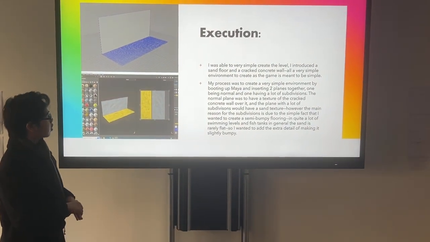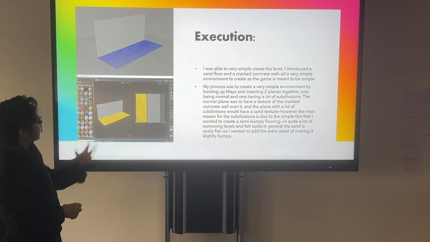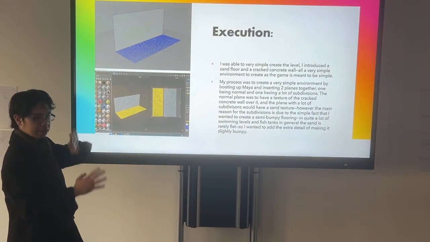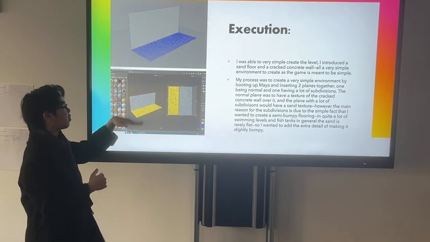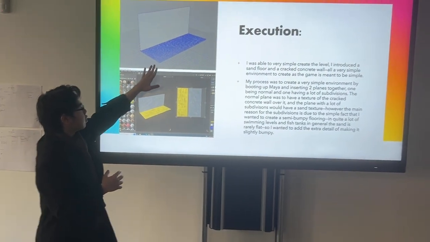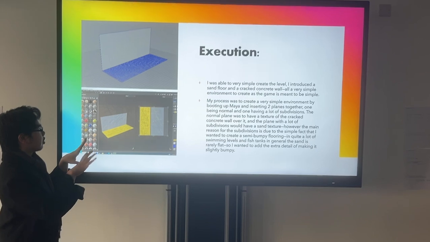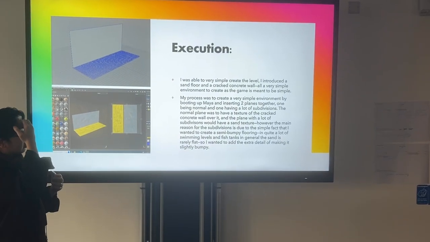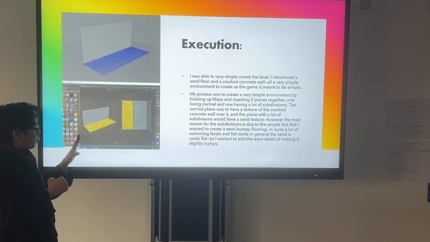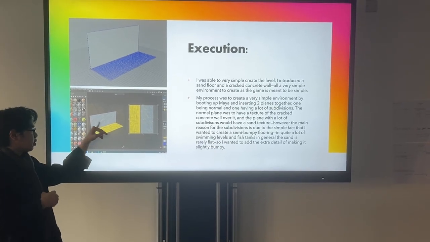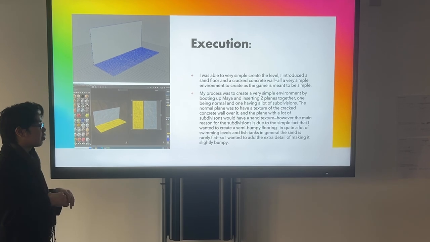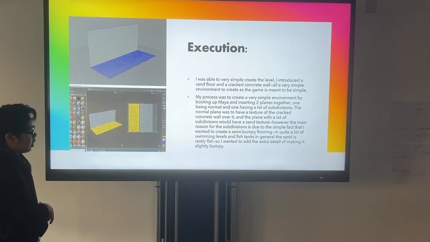So my execution for this was starting off with 2 planes, one serving as the back, and one serving as the floor with a bunch of subdivisions to create a sand-like texture, because this is the swimming level, and I wanted to implement, like what it says on the GDD, a concrete background and a sandy floor, really.